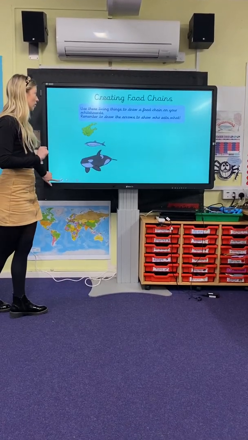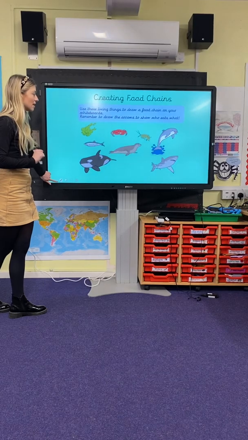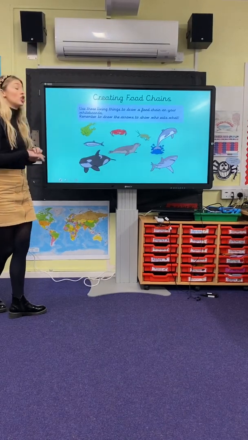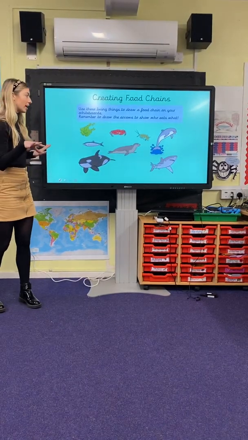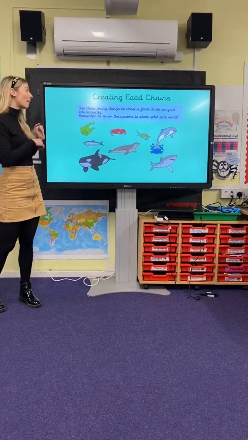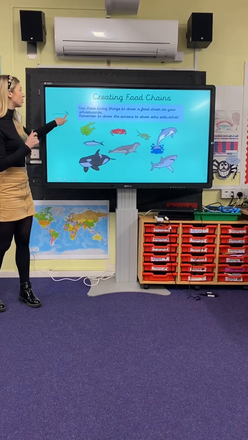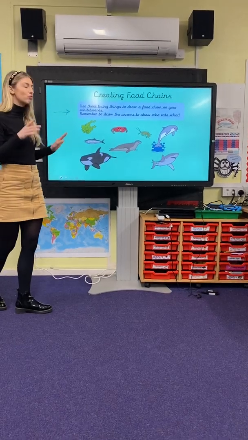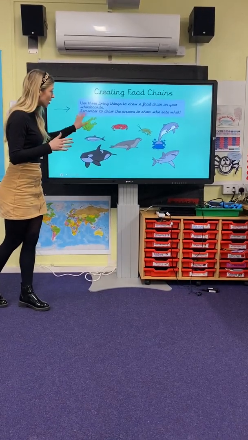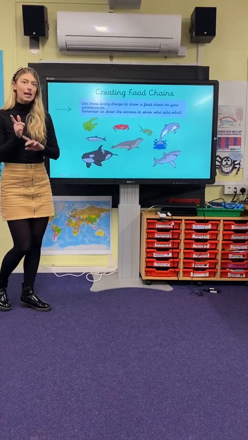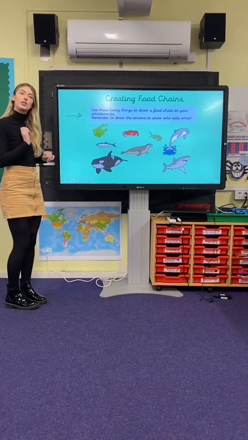Right then, so I would like you to use these different living things to draw your own food chain, okay? And you could just do this on a bit of scrap paper or whiteboard if you've got one. And don't forget to draw the arrows to show who eats what, okay? It's really important that they're going the right way. So have a little look, pause now, have a go, and I'll show you the ones that I've come up with.